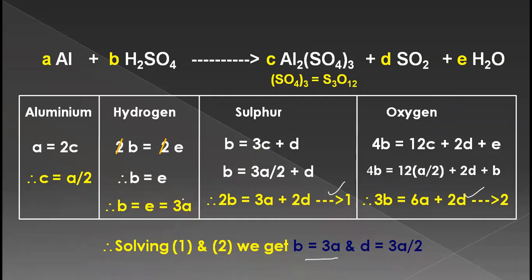So B and E are written in terms of A, C is written in terms of A, and D is equal to 3A by 2. So D is also written in terms of A. Now we'll show the solving step in the next slide.